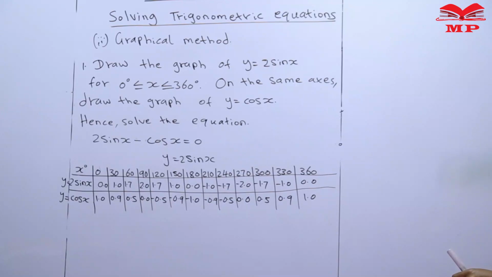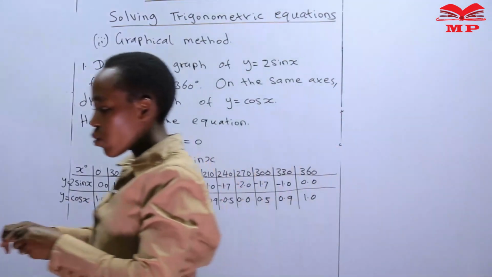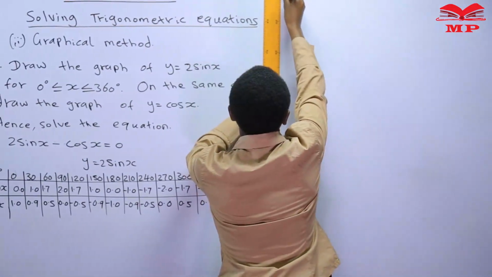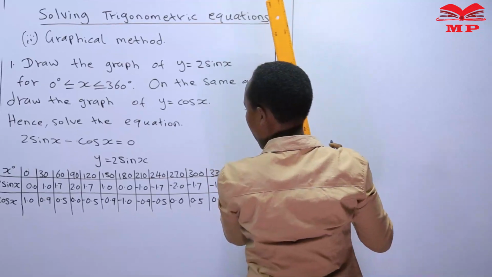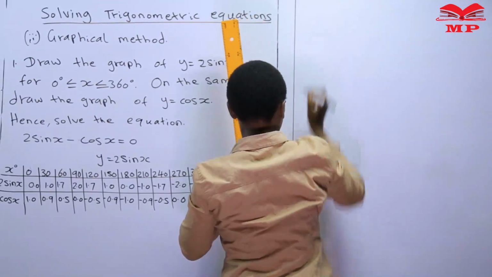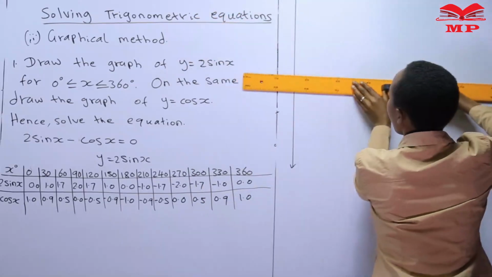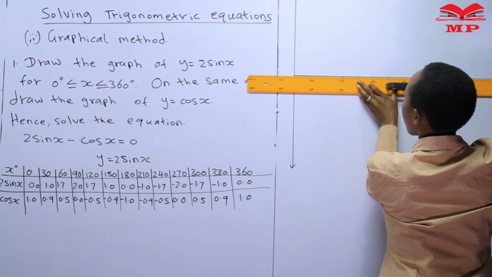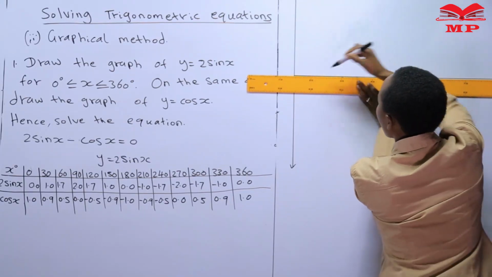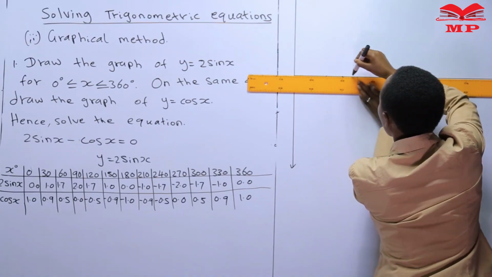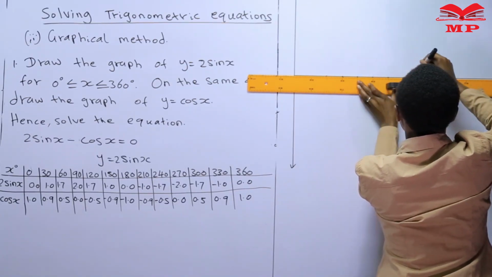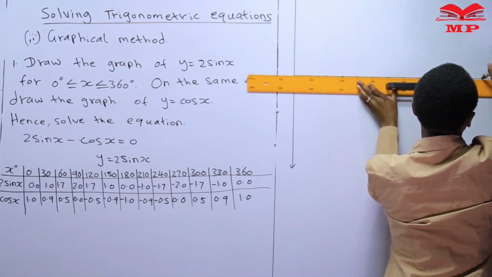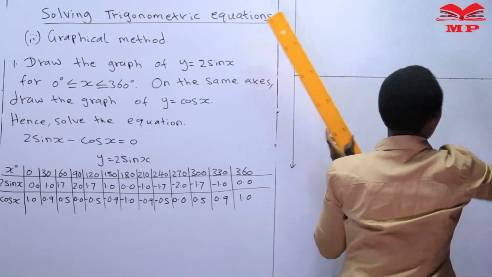We are plotting on the same axis, therefore this one we've plotted severally. So we have our y-axis, the highest value in our case here is 1. Then here we have from 0 to 360 degrees. So in this case we can have 1, 2, 3, 4, 5, 7, 8, 9, 10, 11, 12, 13. So that's what we have.